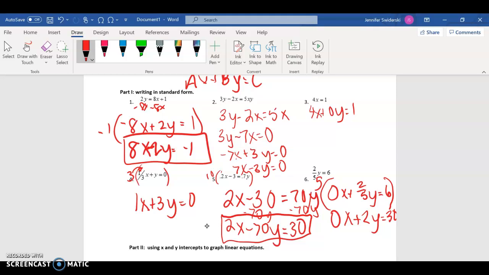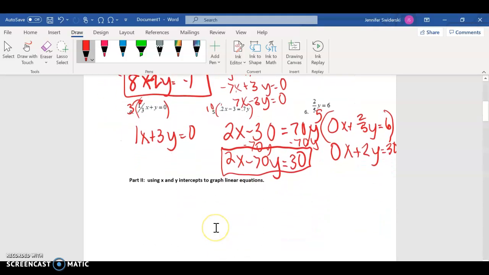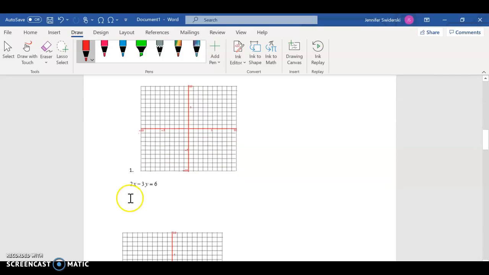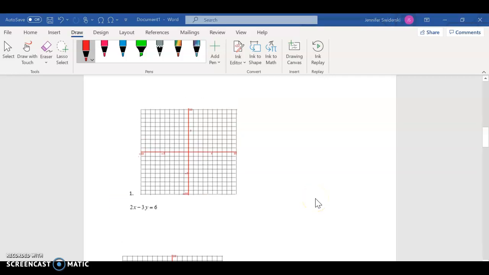All right. Part 2, using x and y intercepts to graph linear equations. Basically what we're doing here, guys, is we're trying to figure out where the x and the y cross. So to do this, down below, we are trying to get the x and y intercepts. To get the x and y intercepts, we have to pretend like the y is not there. So we're going to get 2x equals 6 if I cross off that y. So we get x is equal to 3. My graph hits the x-axis at 3.